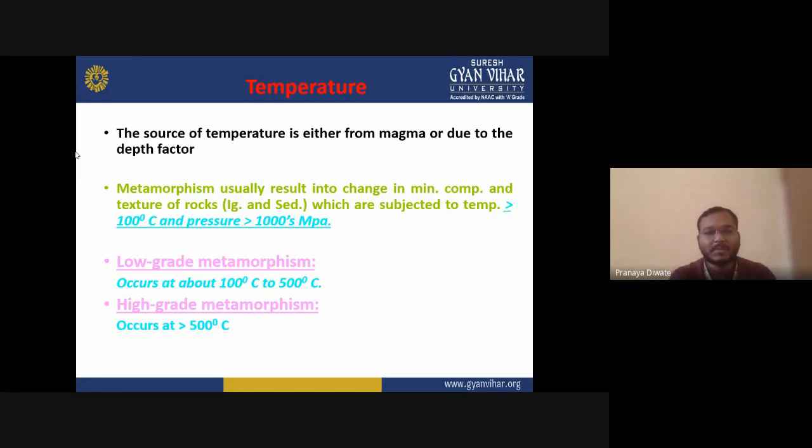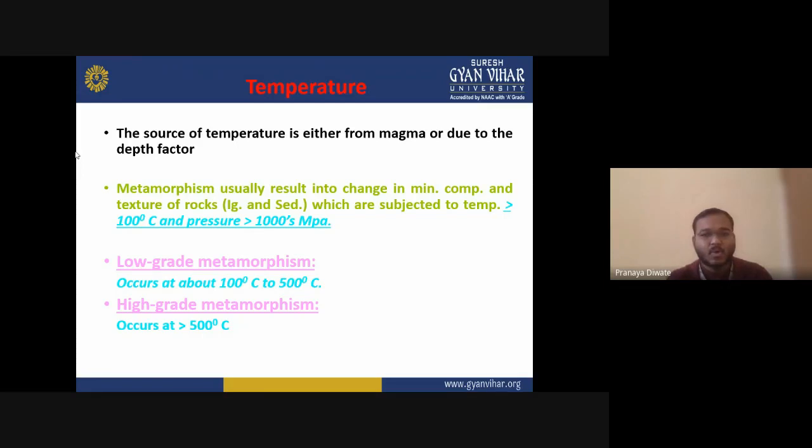So metamorphism usually results in a change in the mineral composition and texture of rock. Which rocks? The rocks are generally igneous and sedimentary rock. That is how you can go with the metamorphism process. You have igneous and sedimentary rocks which are subjected to temperature, and they are going to change into a different form.